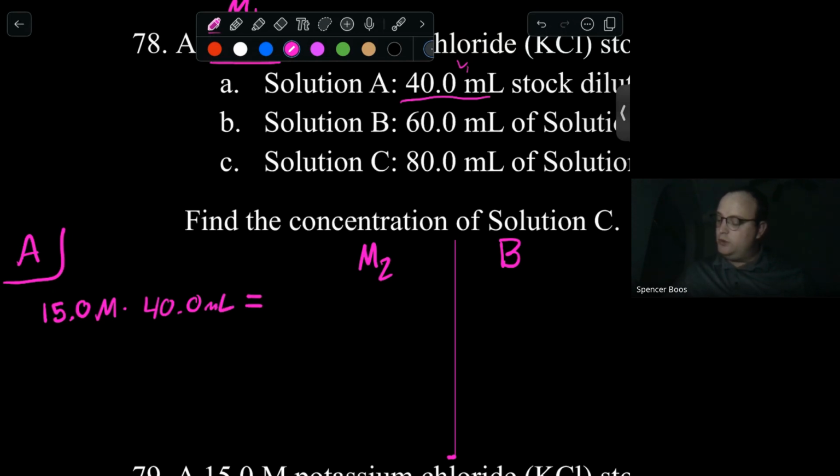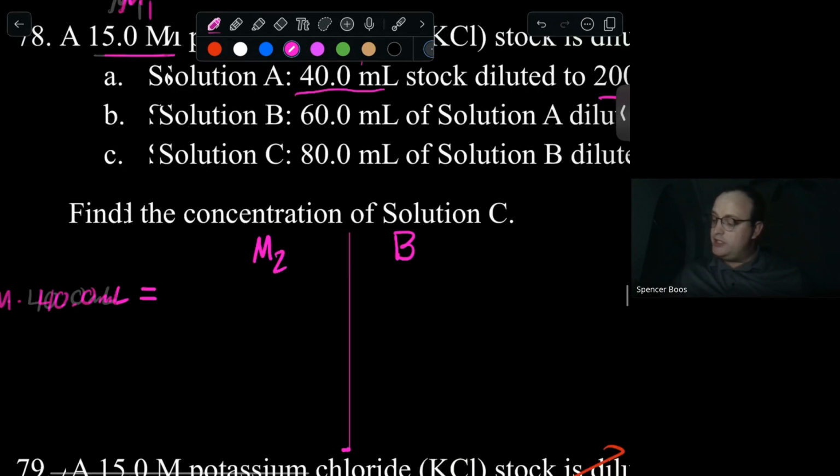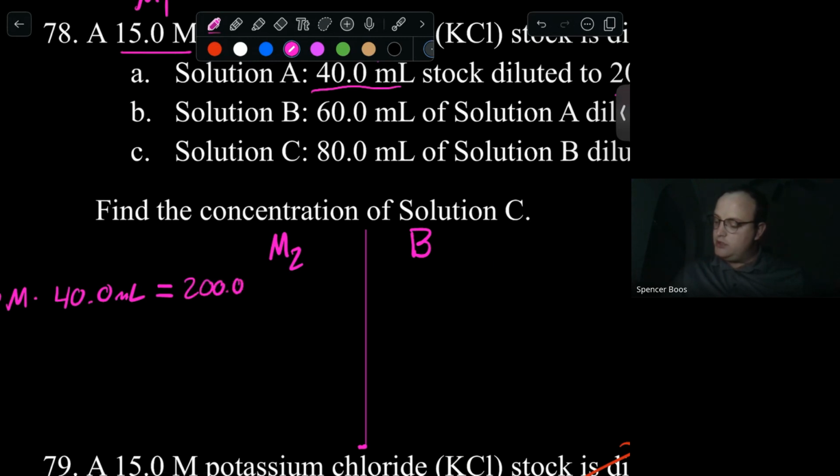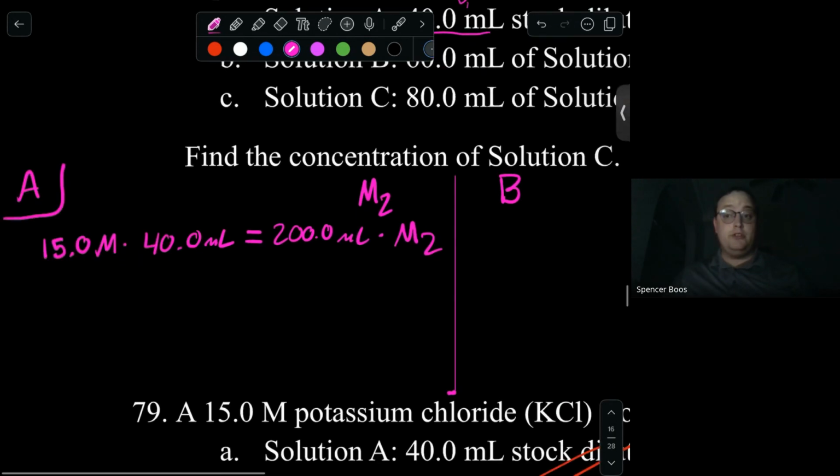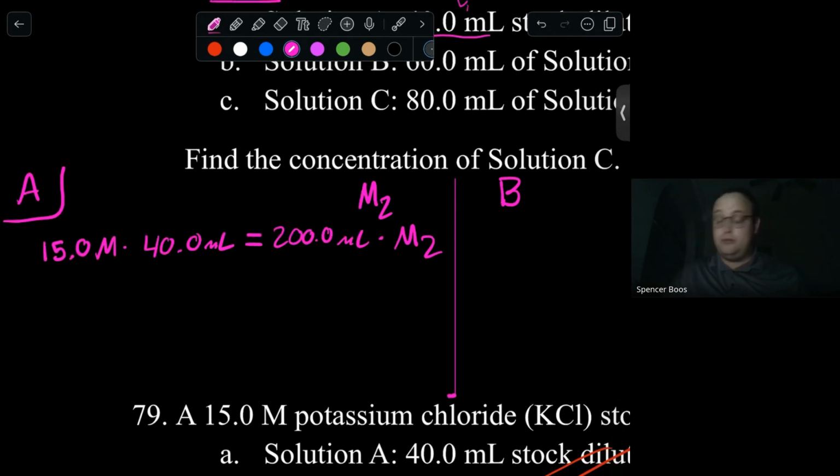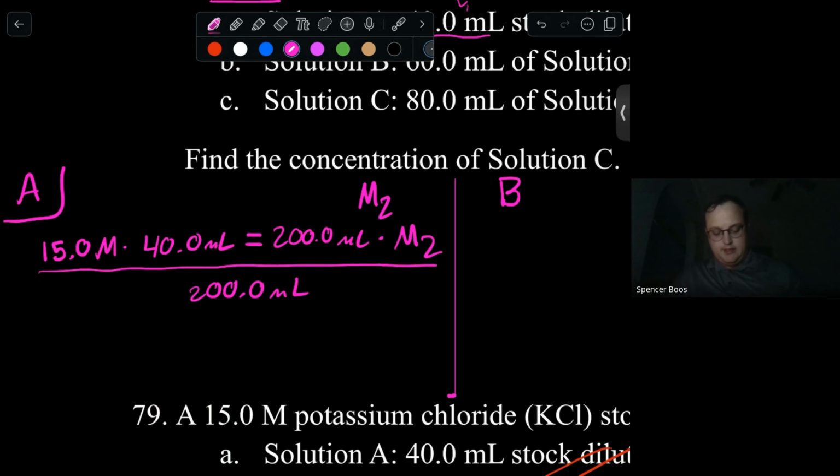Is equal to, what was it, 200? 200.0 milliliters times M2. All you do for this is solve for M2. So divide both sides by 200.0 milliliters. And you get, pulling out the calculator, 15 times 40 divided by 200. And we get M2 is equal to 3.00.